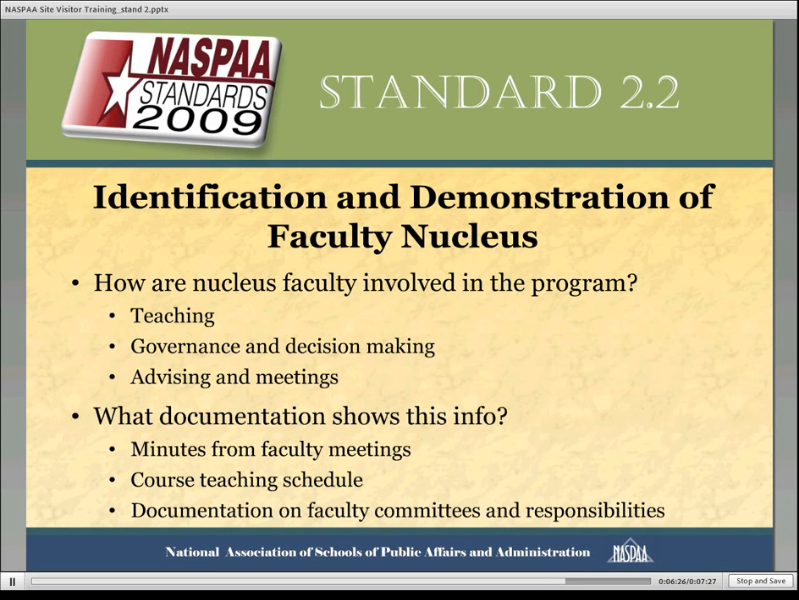But this is primarily how programs demonstrate the faculty nucleus within a program: whether or not they're teaching, whether or not they have faculty members involved in the governance and decision making, including things like internships and managing internships and so forth, and whether or not they're advising students and involved in the meetings.